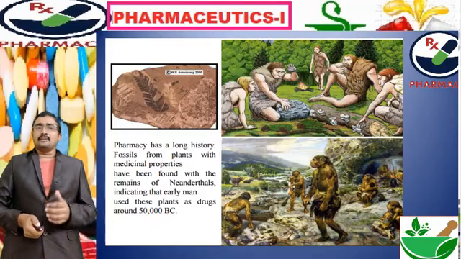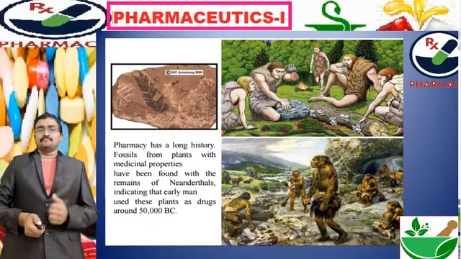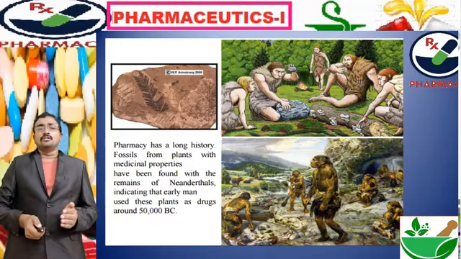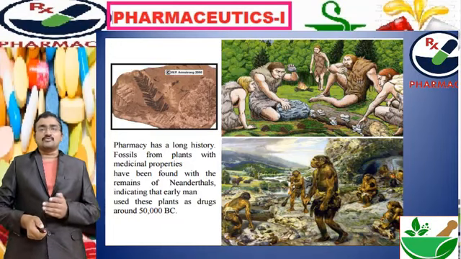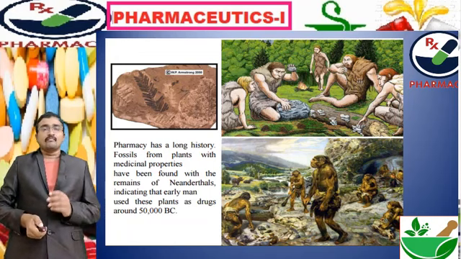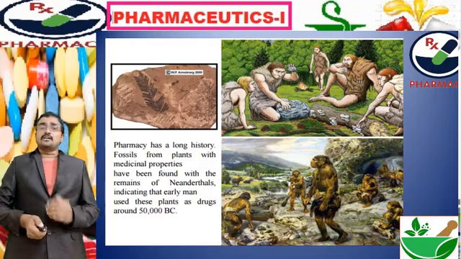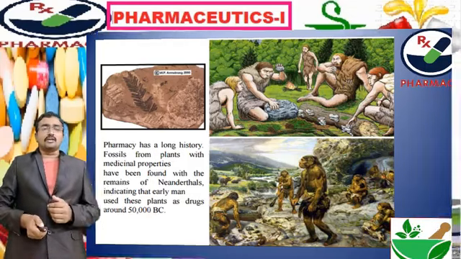So this was happening around 1000 BC. These fossil plants were used and they extracted the drugs from these fossil plants, and those drugs were used around 15,000 BC. And these drugs extracted from the fossil plants were used around 50,000 BC.